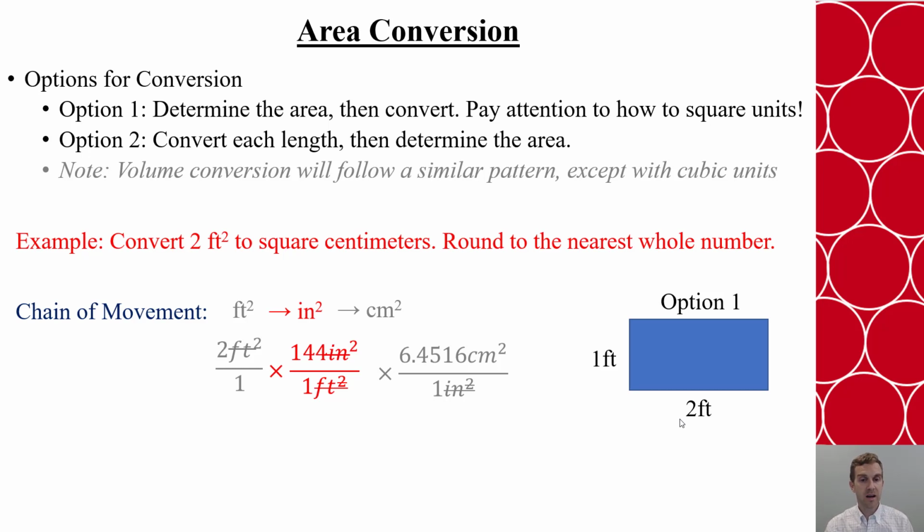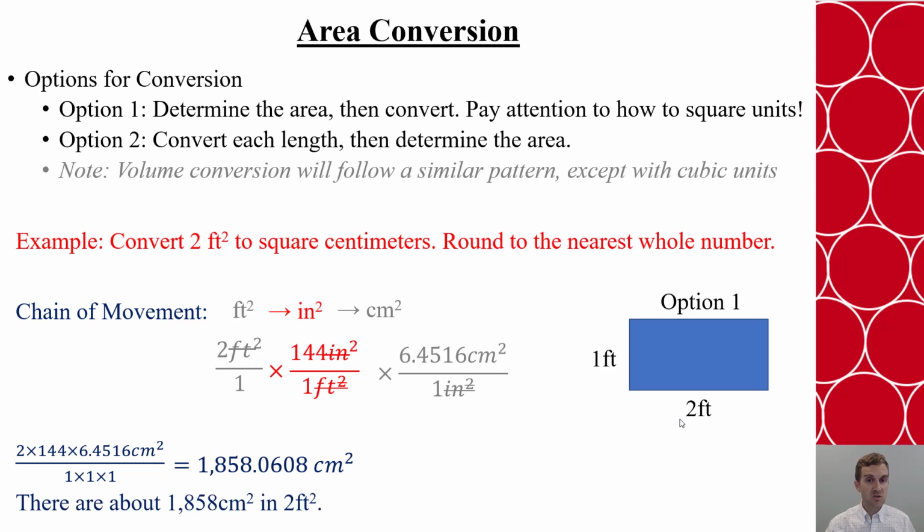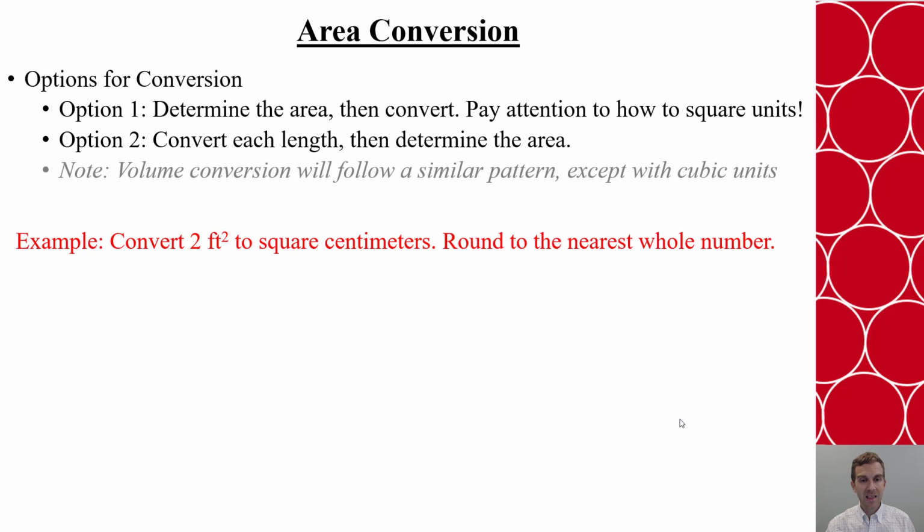Now I can multiply my numerators and denominators because I'm only left with 1 unit. And when I do that, I'll get 1,858.0608 square centimeters. But I'm rounding to the nearest whole number, so that means that 2 square feet is about 1,858 square centimeters. But I don't round until the very end there. Let's look at the other way of doing it as well.